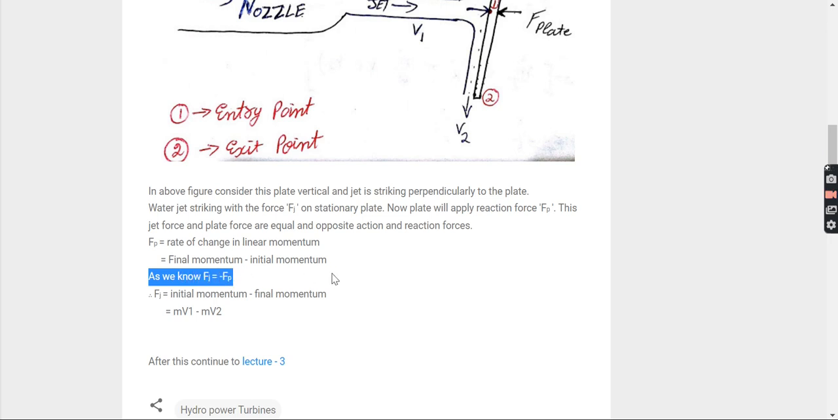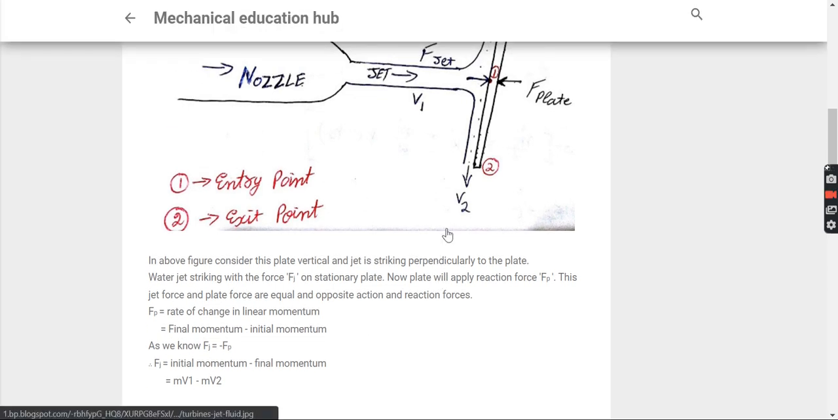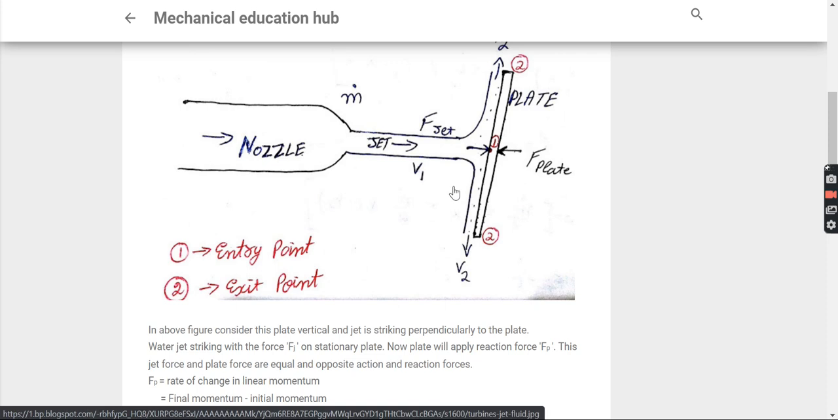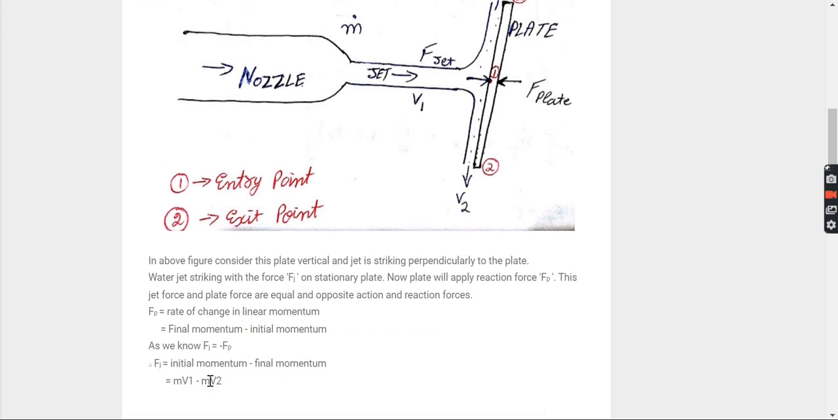Here this is shown. Now Fj is equal to initial momentum minus final momentum. So momentum is mass into velocity, mass flow rate into velocity, m dot v1 minus m dot v2. So force applied by water jet is m dot v1 minus m dot v2.